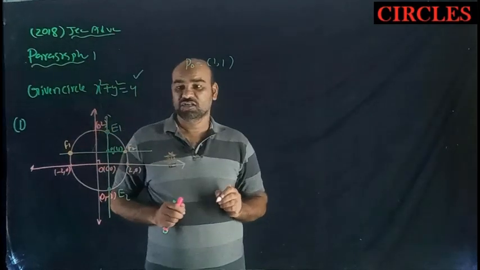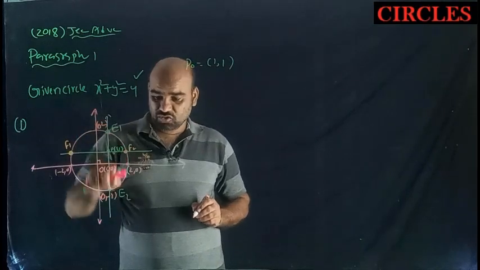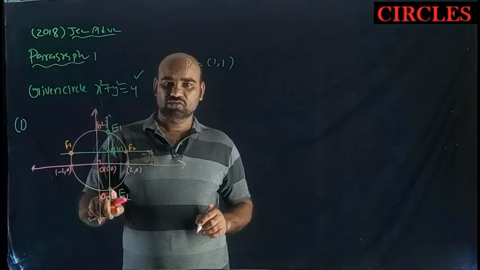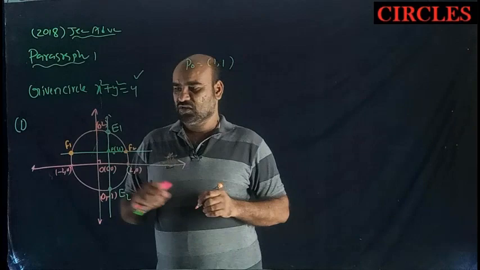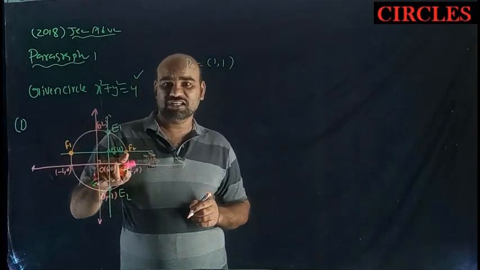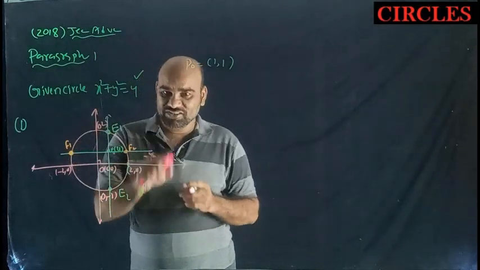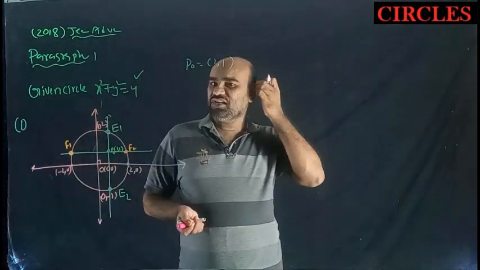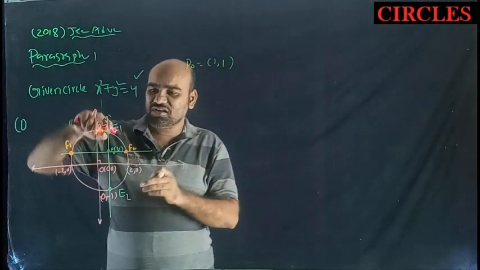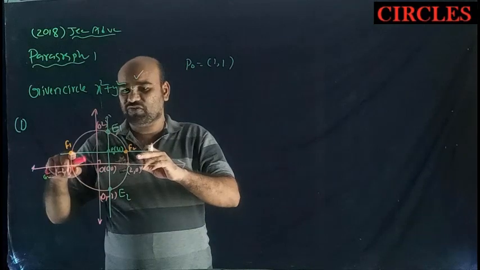Okay. So what happened? Through E1 a tangent is drawn. Through E2 another tangent is drawn. Those two meet at E3. Similarly through F1 a tangent is drawn, and through F2 another tangent is drawn. Both meet at F3. First of all you want to find E3, F3. E3 is the point of intersection of tangents drawn through E1 and E2. F3 is the intersection of tangents drawn through F1 and F2.